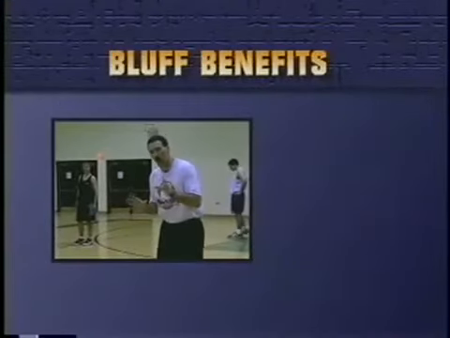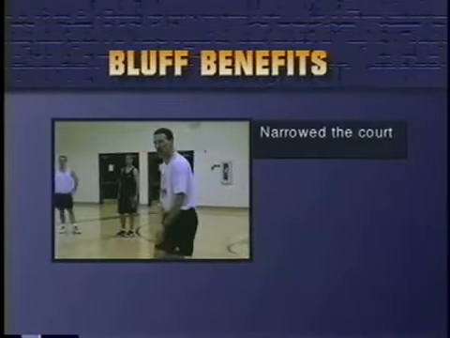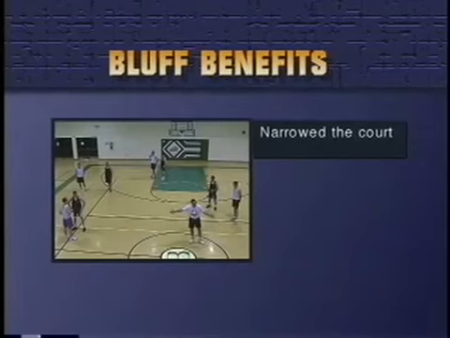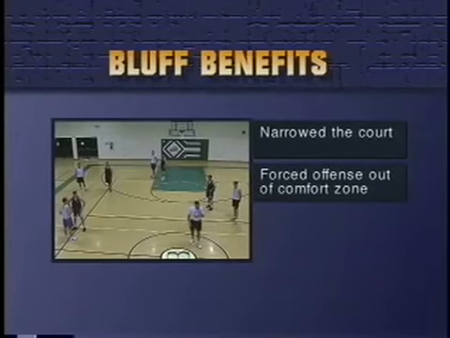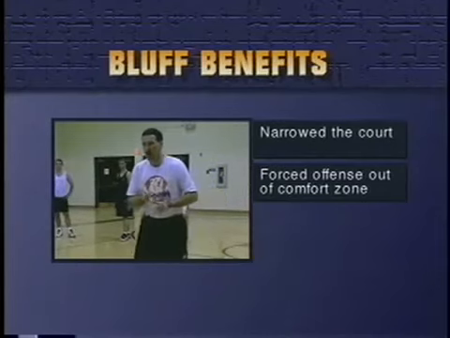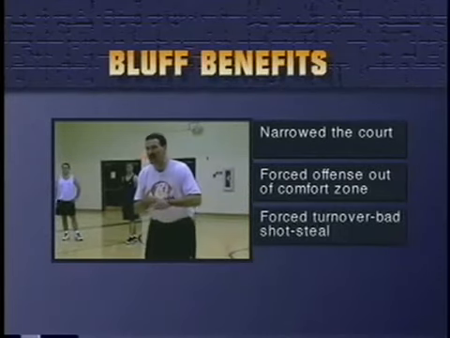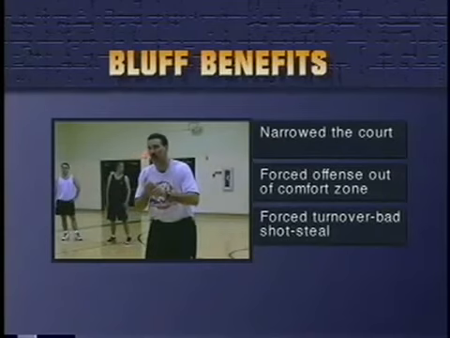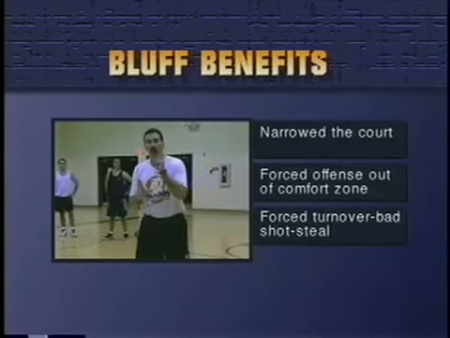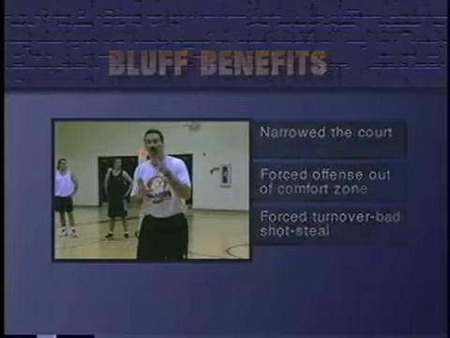Keep in mind what we've done. 1, we've narrowed the court. We've pushed everybody to one side of the court. 2, we've forced them to operate from way up high here offensively, out of their normal comfort zone and what they want to do. 3, if we could get a steal, great. But if we could force a turnover or force a bad shot or take them out of rhythm, we've executed all of the good things that are going to happen to us. What we want to do is make sure we don't give up an easy shot.